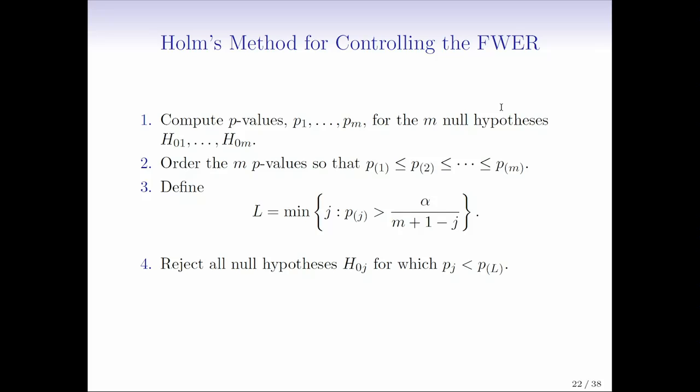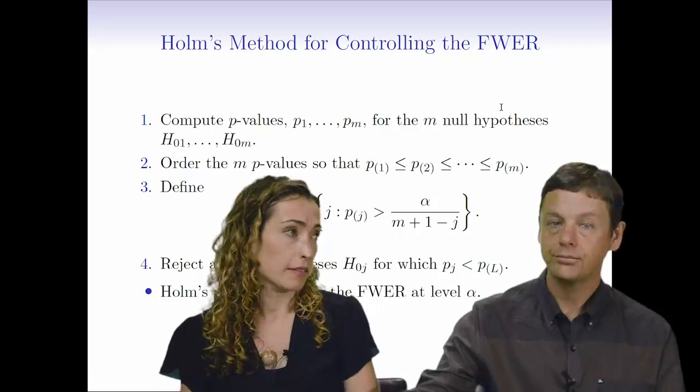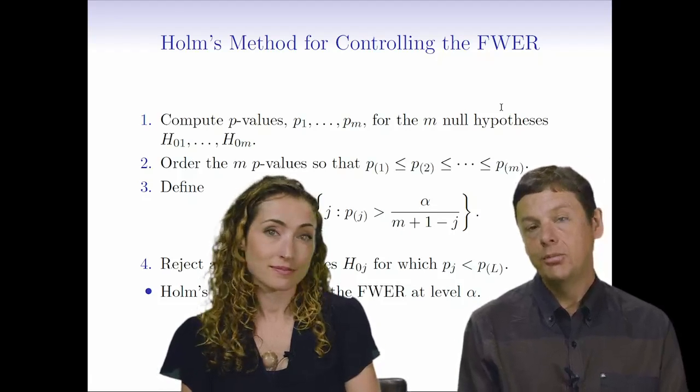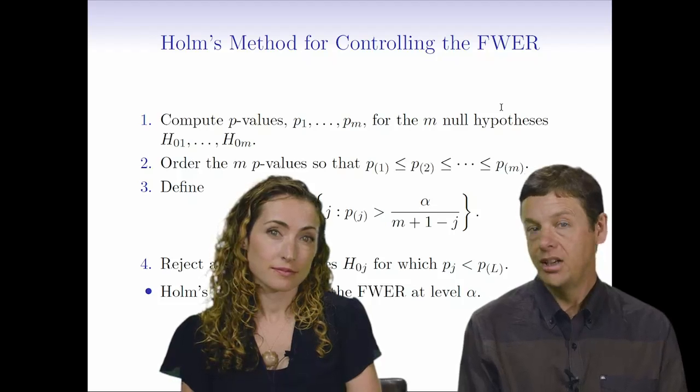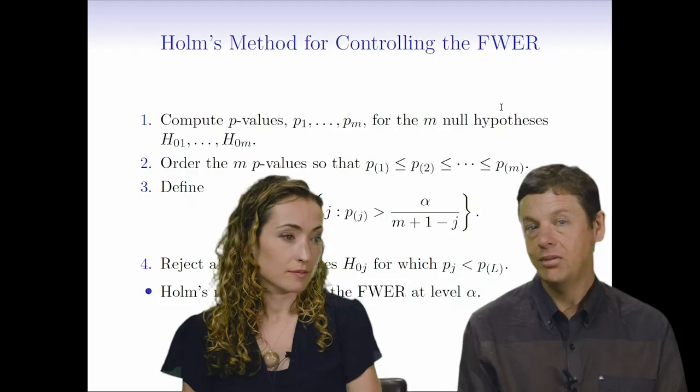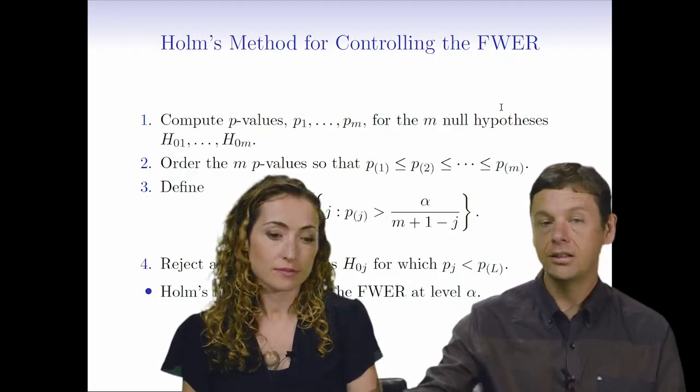So this is also guaranteed to control the family-wise error rate, and it turns out that it often will reject more hypotheses than the Bonferroni method. It's always going to reject at least as many as the Bonferroni method, right, Gareth? Yes. And you can see that because you compare the smallest p-value to alpha over m. So if Holm fails to reject that p-value, then Bonferroni won't reject that either.